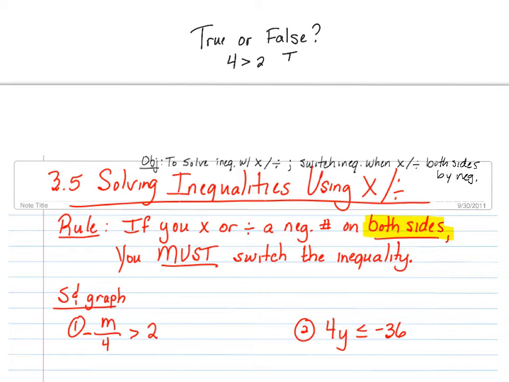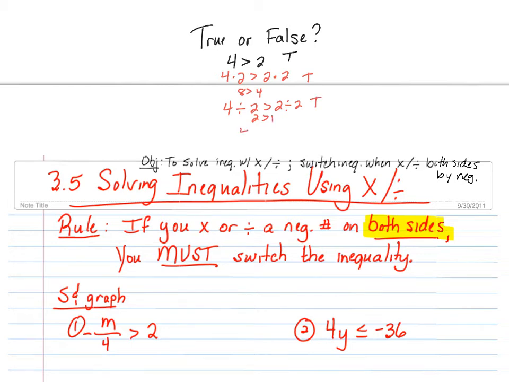Well, what happens if I multiply both sides of my inequality by 2? Is that still true? Well, 8 is greater than 4, so it's still true, right? What if I divide both sides by 2? Is it still true? Well, that's 2 is greater than 1. It's still true, isn't it?